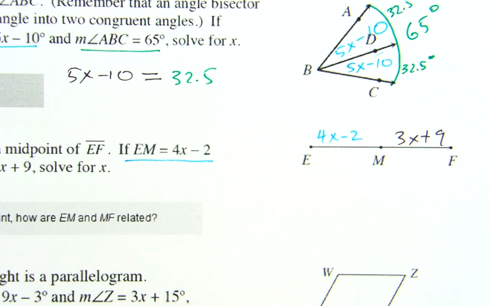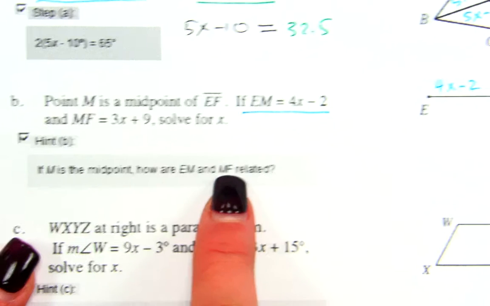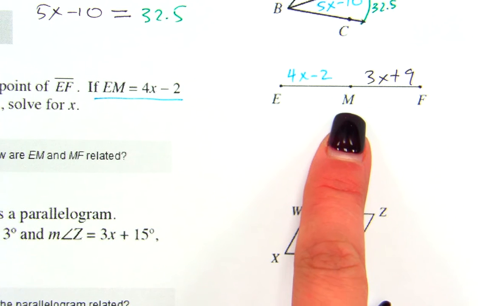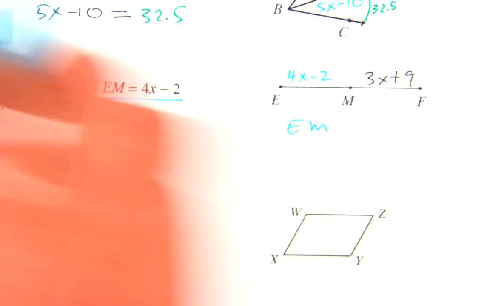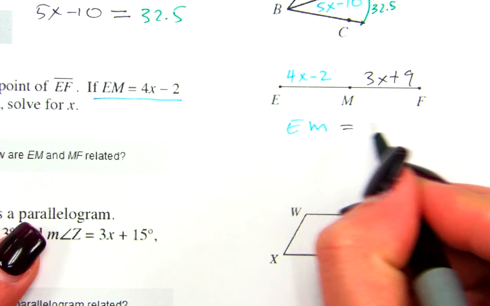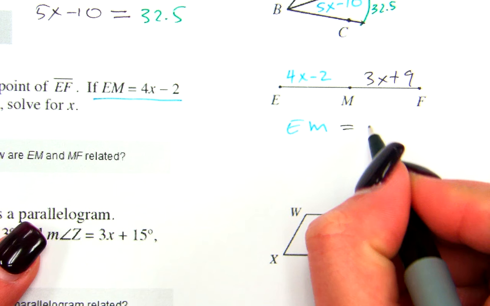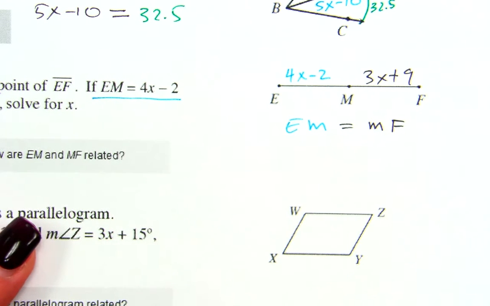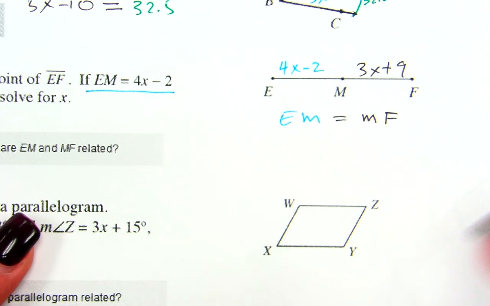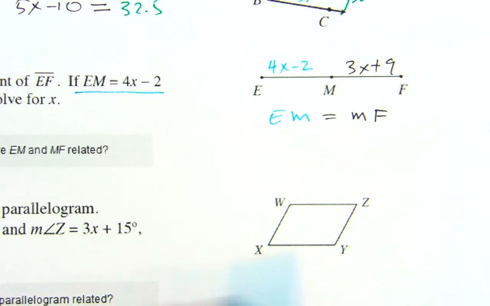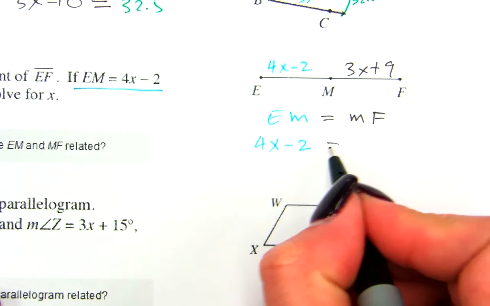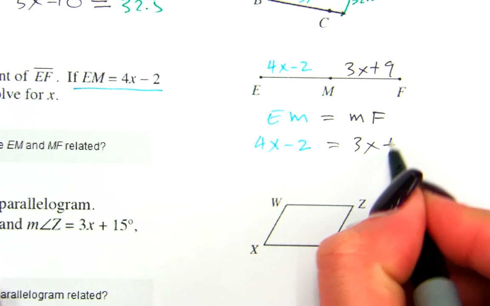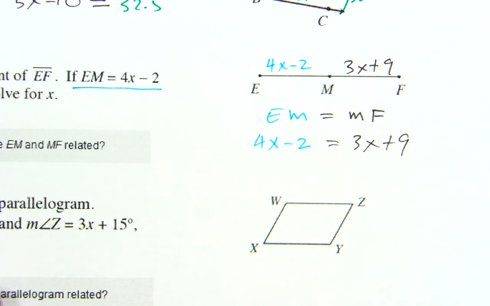So M is the midpoint. How are EM and FM related? That's your hint. And if M is right in the middle, to me that means that EM has to be technically equal to MF. Well, if that's true, then you can just take the information that we wrote and replace it, or substitute, right? So 4x minus 2 is going to be equal to 3x plus 9, and I'm sure you can solve it from there. All right?